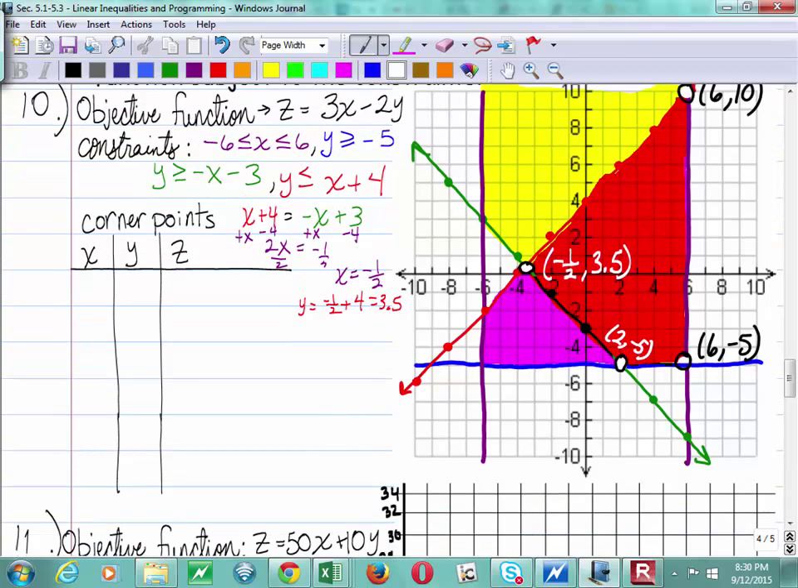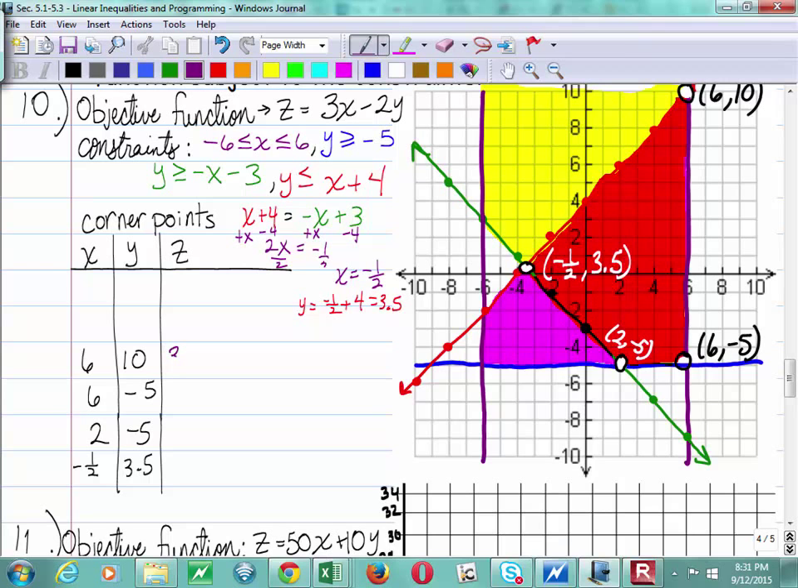Okay, so we have our corner points: (6, 10), (6, -5), (2, -5), and (-1/2, 3.5). So we're going to plug those into the objective function, which is z equals 3x minus 2y, to find out what z is.